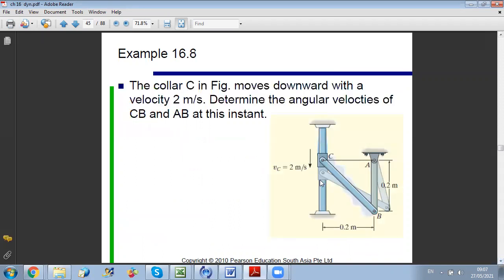Another problem. The collar C in the figure moves downward with velocity of 2 meters per second. Determine the angular velocities of CB and AB at this instant. So here, what do we have? First, we have two rigid bodies, BC and AB, connected to each other through B. So B here is like a pin connecting the two rods. For BC, we know that C is moving downward and the velocity VC is known. So we know VC completely.